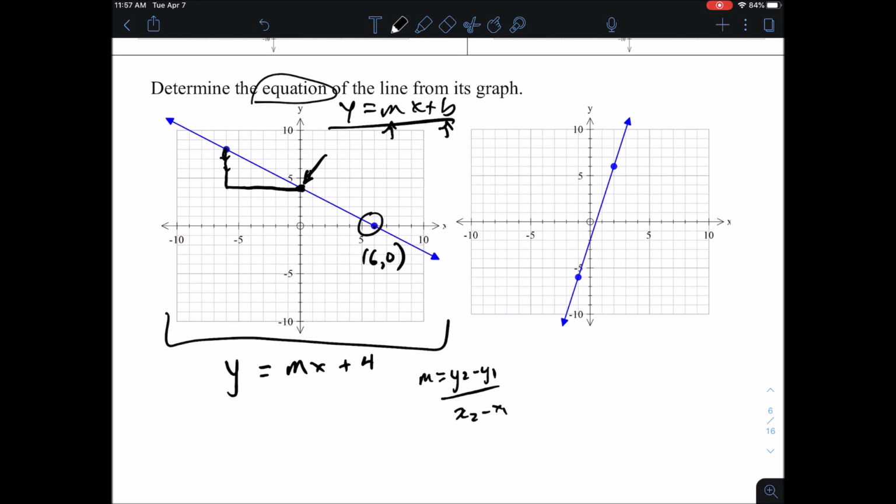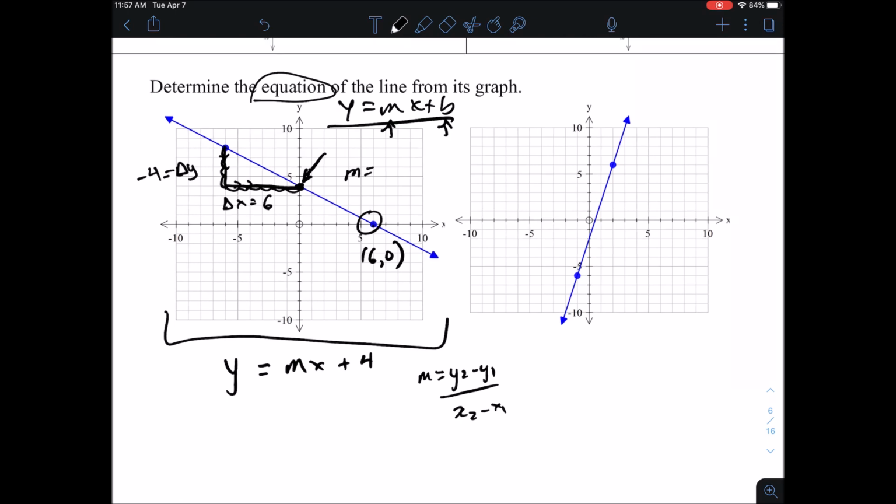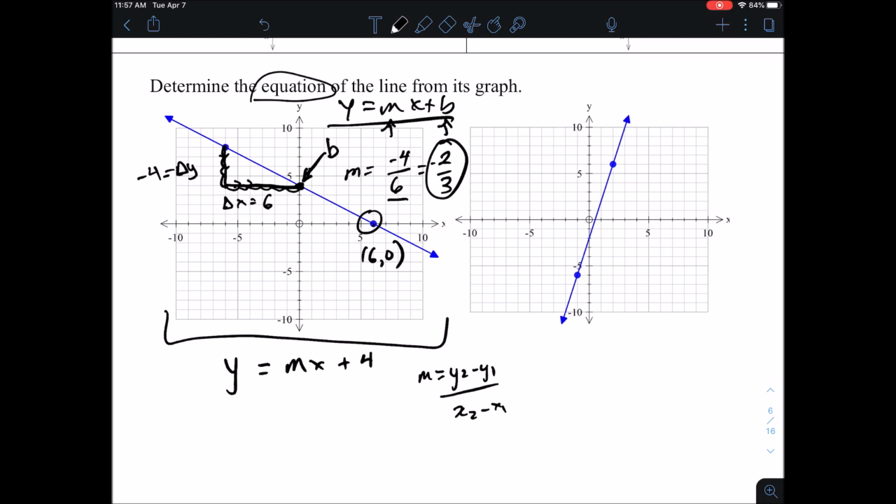So I want to make sure I pick a good point to use. All right. So here I've gone down, which is the negative direction. 1, 2, 3, 4. So that's my change in y, -4. And then I'm going to the right, which is the positive direction. 1, 2, 3, 4, 5, 6. So the slope of this line is -4 over 6. And now we're grade 10 students, so we're not going to just leave this -4 over 6. I'm going to reduce this to -2 over 3.